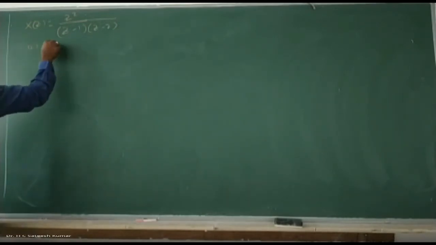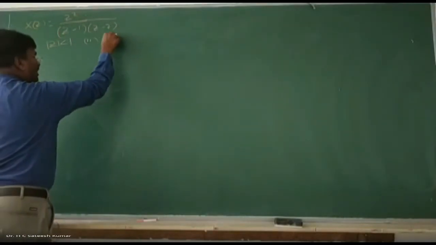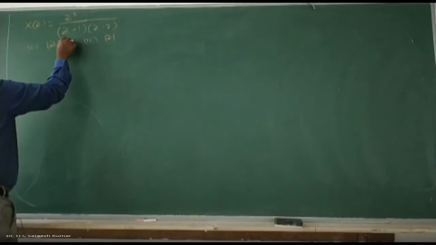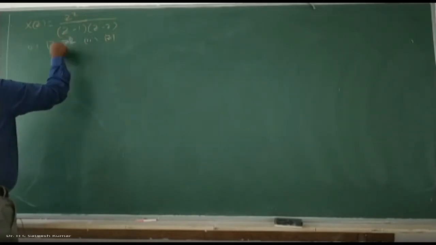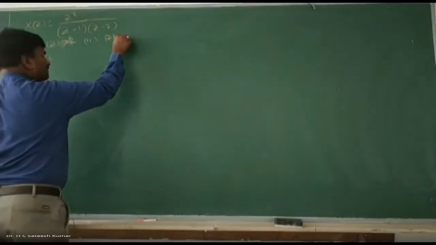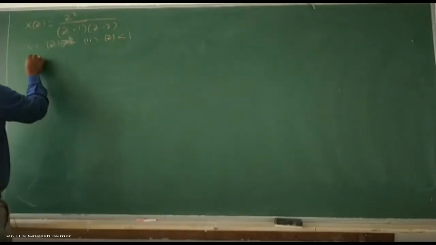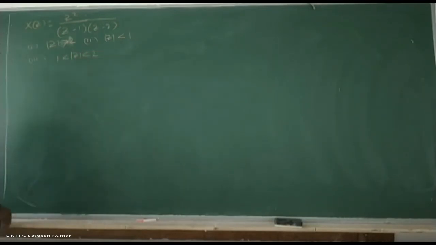With ROC mod Z less than 1. Second one, with ROC mod Z greater than 2. And third one, mod Z lies between 1 and 2. Okay, right?